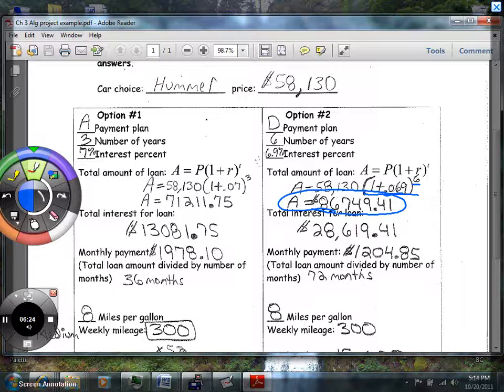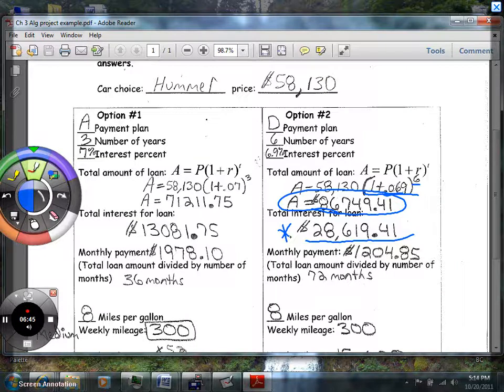Now the total interest would be taking the $86,000 amount there and subtracting the price of the Hummer, subtracting the $58,000. So this is how much interest we'd be paying. This is how much extra we're paying just to be able to borrow the money, because I don't have $58,000 cash, so I have to borrow it. So they're charging me this much to borrow the money for 6 years.